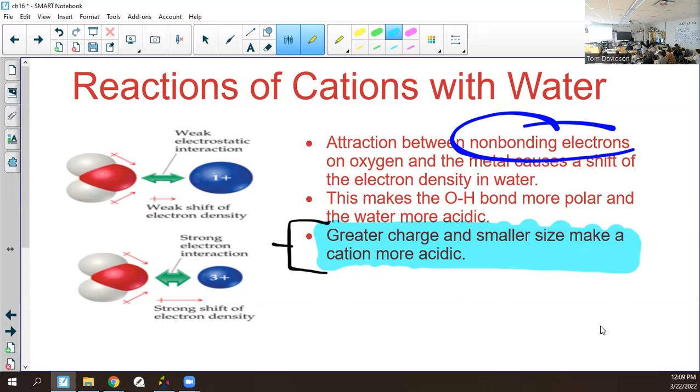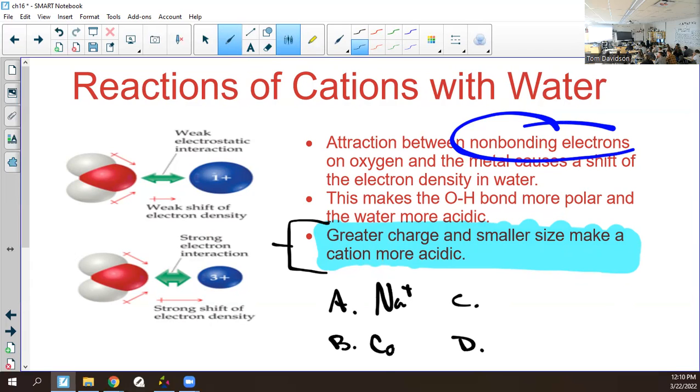That's because it's more attractive to OH minuses. So you could be given a list. So like A, B, C, D. And it might ask which cation would cause the solution to be more acidic. And you have like Na plus, Ca plus 2, Al plus 3, and like Pb plus 2. And which one would you choose? C.